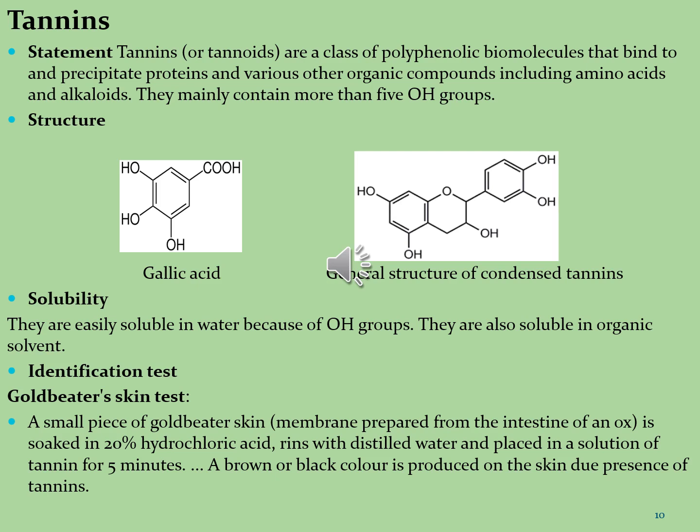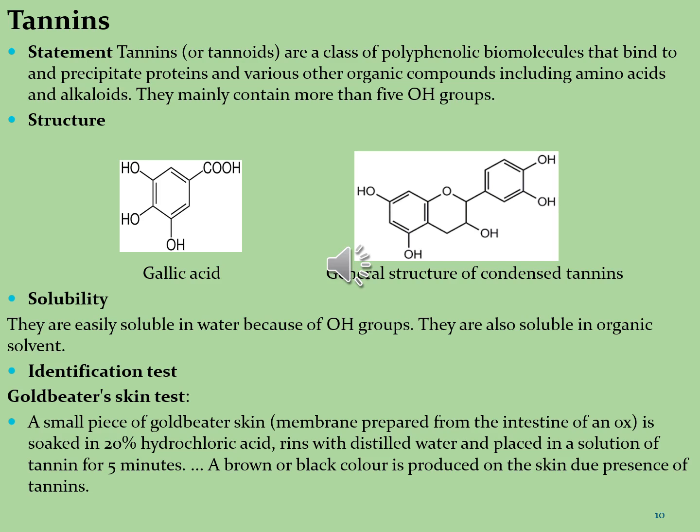So you can see here two further important examples that fall in the category of tannins: gallic acid, and the basic skeleton of tannins, in which different polyhydroxy groups are condensed with each other, known as the general structure of the condensed tannins.